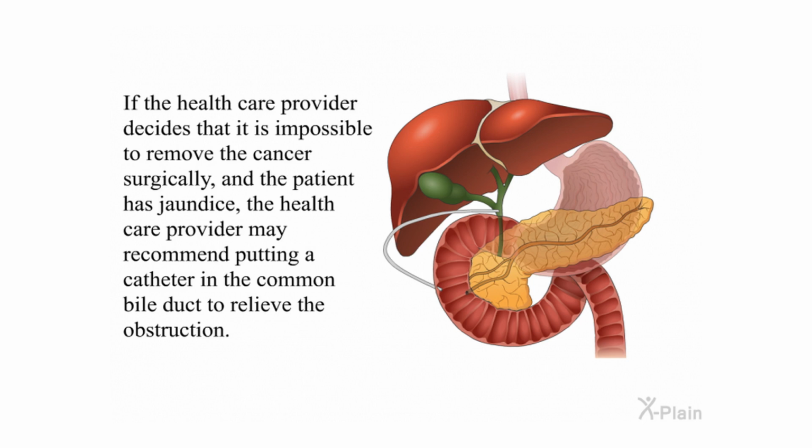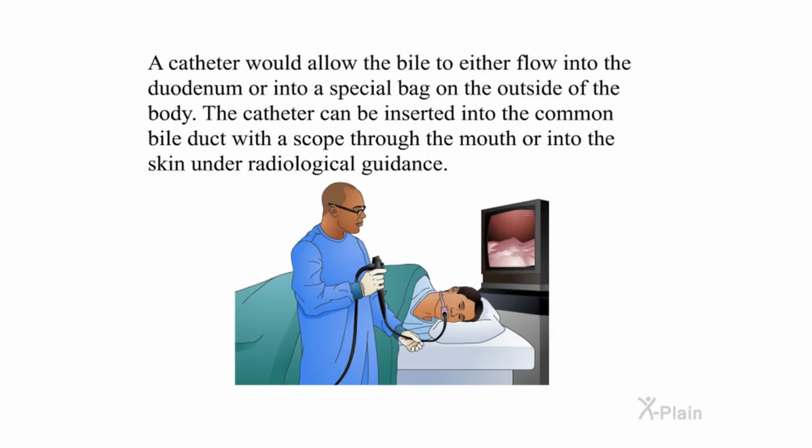If the healthcare provider decides that it is impossible to remove the cancer surgically and the patient has jaundice, the healthcare provider may recommend putting a catheter in the common bile duct to relieve the obstruction. A catheter would allow the bile to either flow into the duodenum or into a special bag on the outside of the body. The catheter can be inserted into the common bile duct with a scope through the mouth or into the skin under radiological guidance.